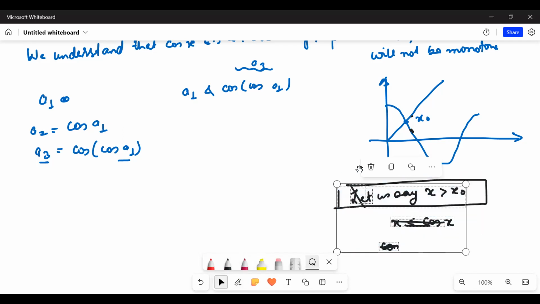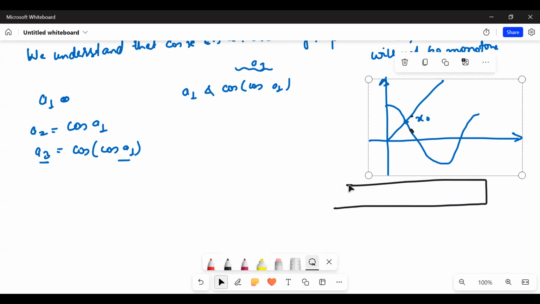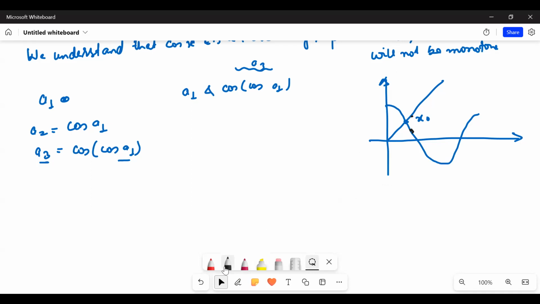So basically what we need to do is compare the terms of odd subsequences and even subsequences. So we need to compare A3 and A1, or probably A5 and A3, and so on and so forth. And what is A3? A3 is cos of A1. So we need to construct a function f of x, which equals cos of x minus x.